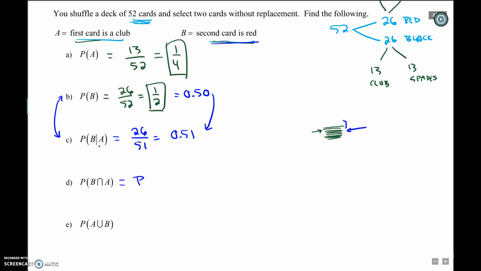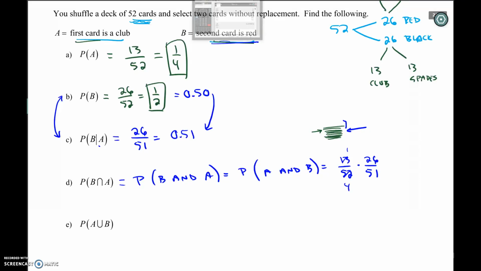Find the probability of B and A. So what's the probability that the second card is red and the first card is a club? I don't know why I reversed this, but that's also A and B. It doesn't really matter. It's symmetric. So the probability that the first card is a club is 13 out of 52, times the probability the second card is red given the first card was a club, so that would be 26 out of 51. This is about 1/4.